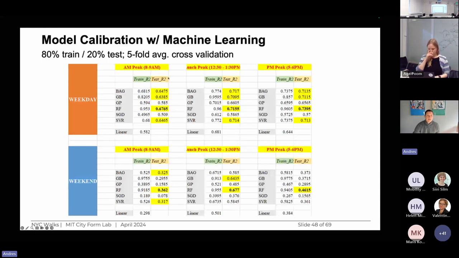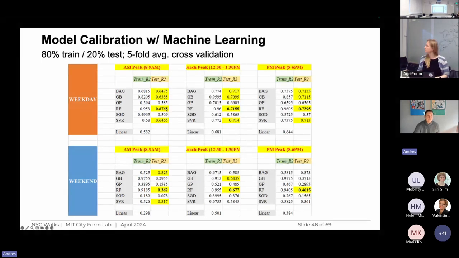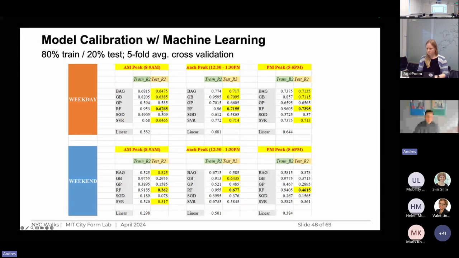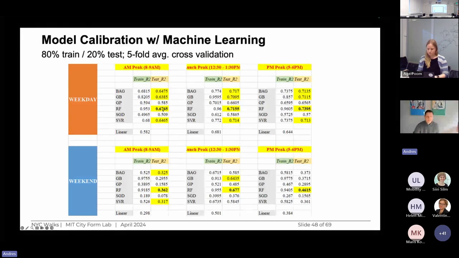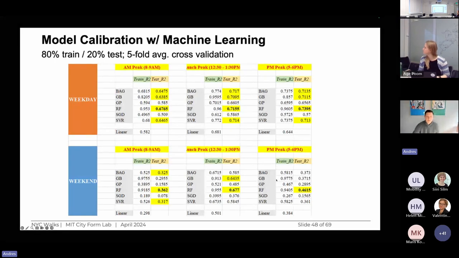The model that best fit in the morning peak periods was the random forest model with 67% predictive accuracy. The fitting accuracy was 95%, but that's really because these models can overfit. So actually the predictive accuracy is more meaningful here. In the lunch period, 71% R squared, and in the evening period, 73%. And somewhat lower values on weekends.